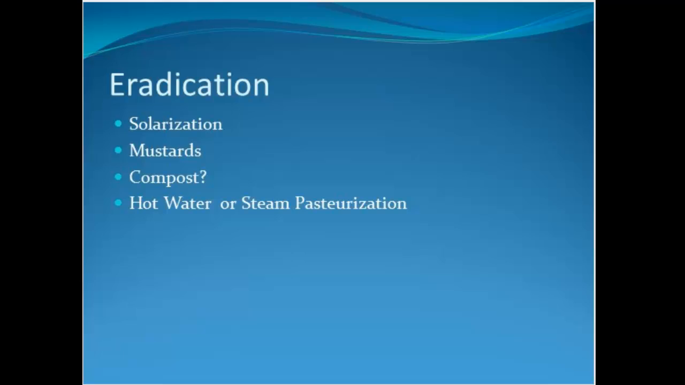There likely are other examples, but these are the ones that came to my mind. Eradication can include such different practices as solarization, and the use of mustards, which release a compound called glucosinolate, which has activities that result in killing weed seeds as well as bacterial and fungal disease pests. Compost is a choice in some cases. And then lastly, we'll finish up talking about the use of hot water or steam for pasteurization of the soil inside of the high tunnel.